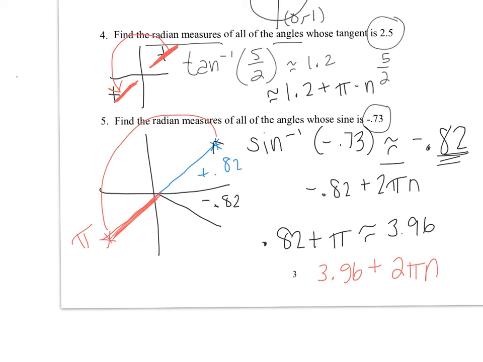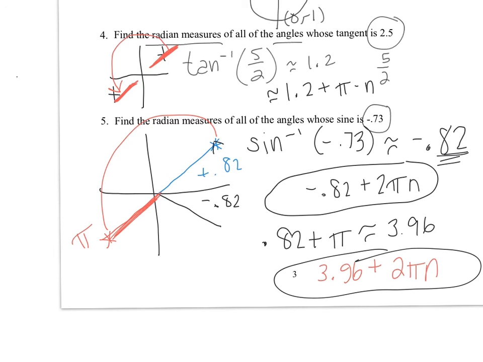So the two solutions are this and this. This first part means let's start at negative 0.82 and keep adding 2 pi times the number of times you're going to go around. So if you go once, if you go twice. And the other number we had to get by starting at 0.82, we reflected across the x-axis and added pi.